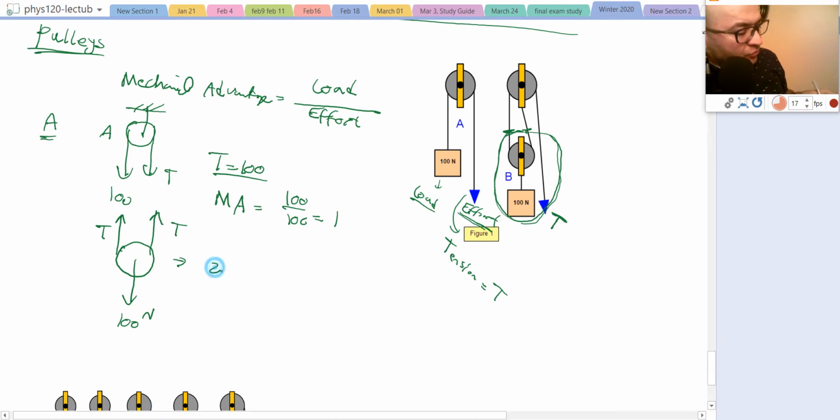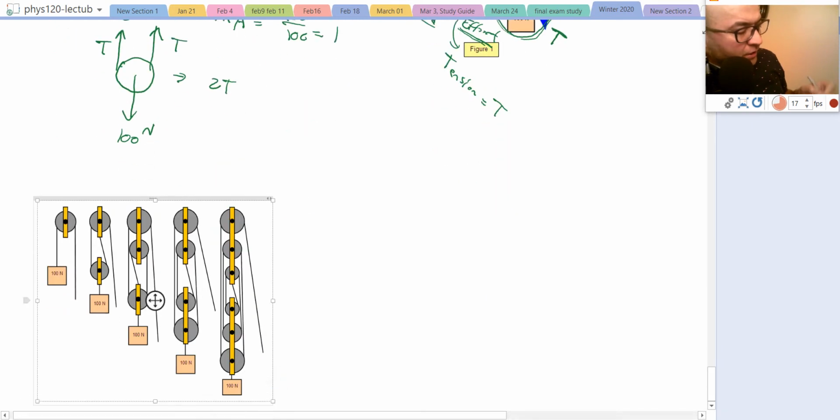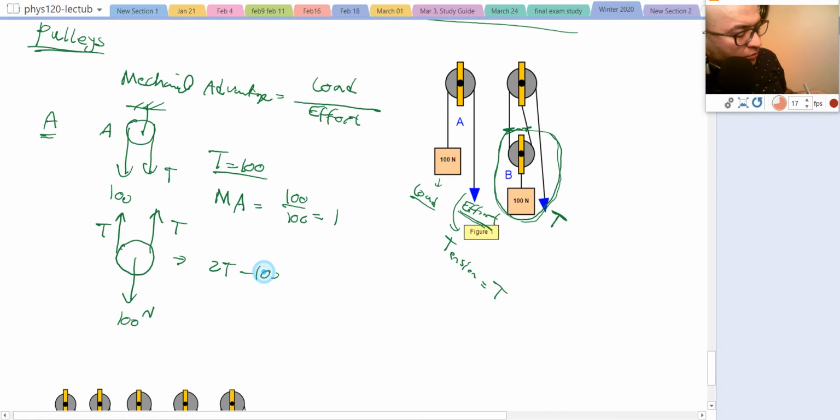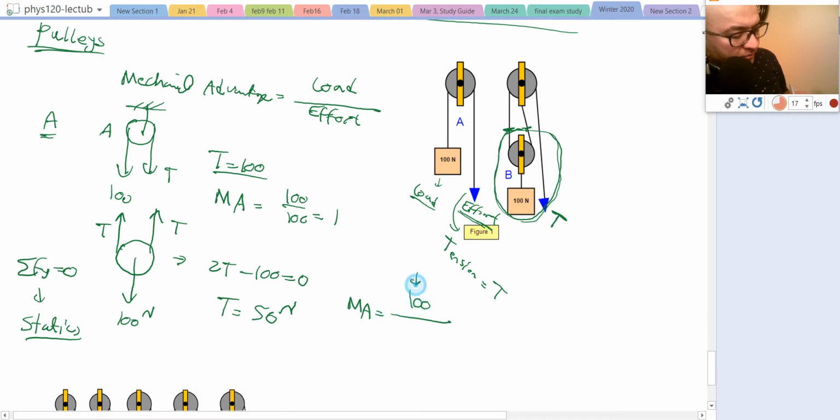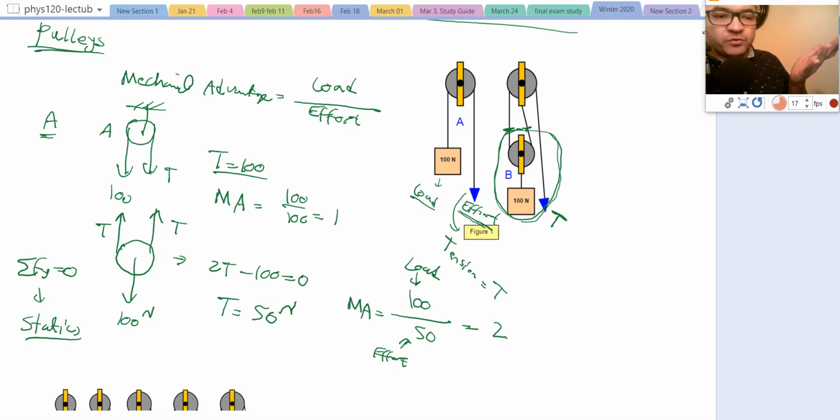Then you can say 2T minus 100 is equal to 0. Summation of force on the Y is 0. That's the definition of statics. So T will be equal to 50 Newton. Mechanical advantage is equal to load, which is 100, divided by your effort, which is 50. So your mechanical advantage is 2. By applying a force of 50 Newton, you can actually lift an object with 100 Newton.